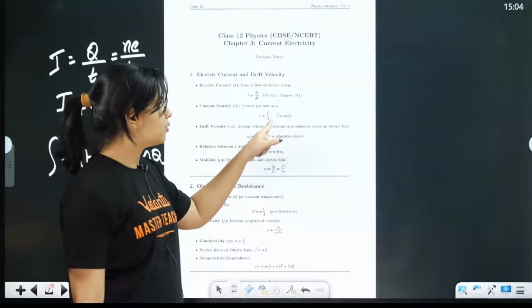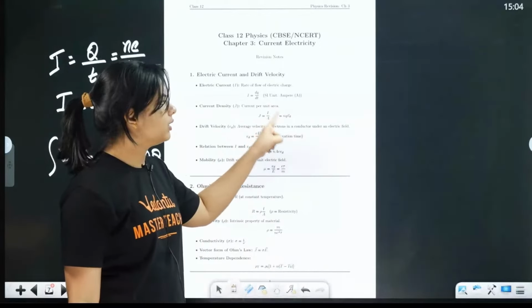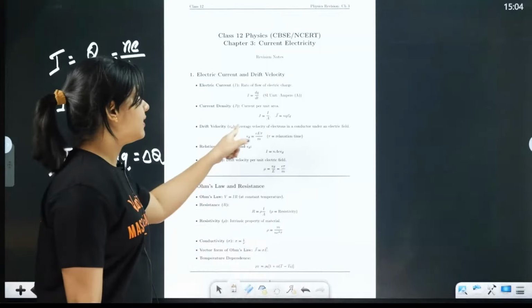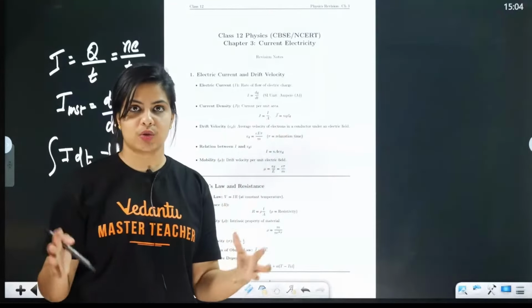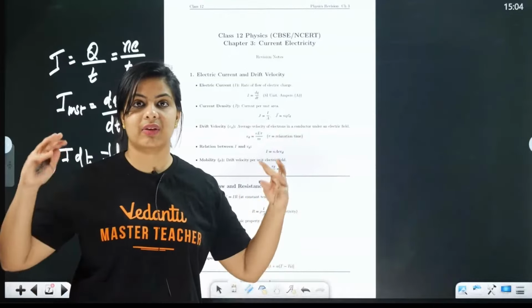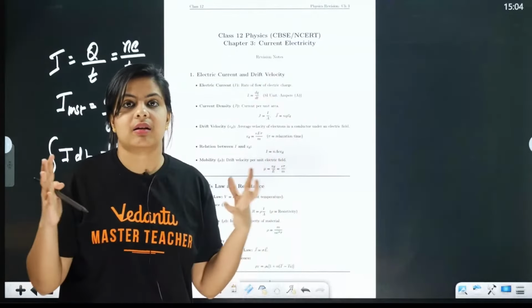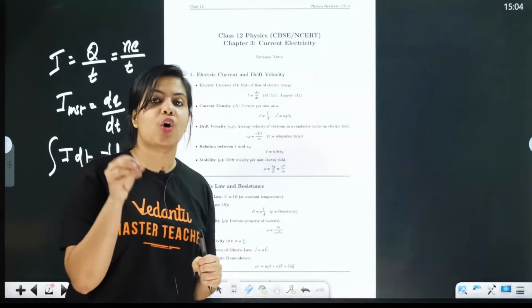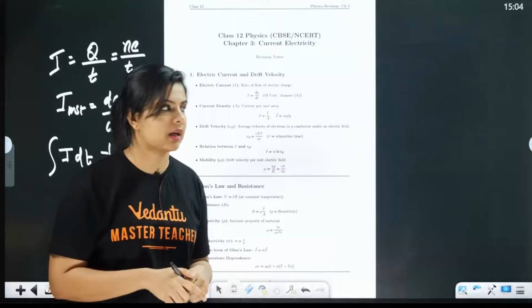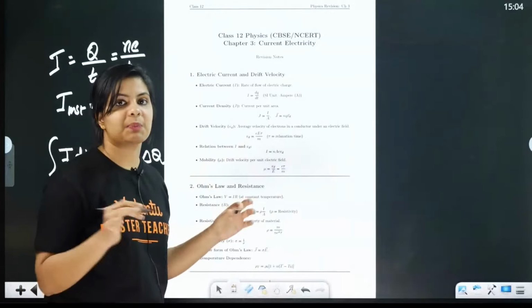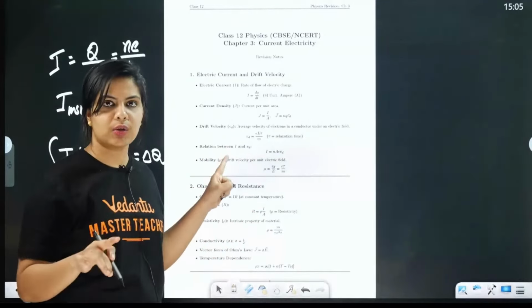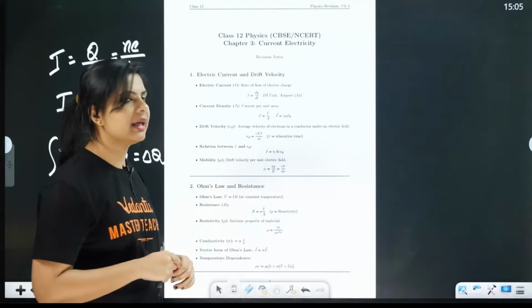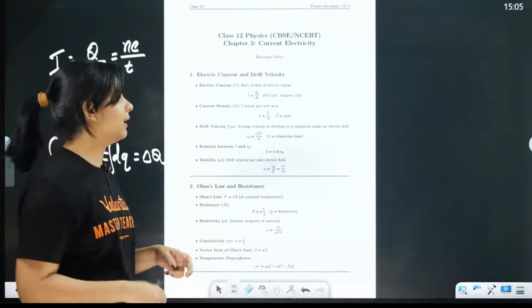Next, you should know this equation also: J equals nq into vd. What is vd, the drift velocity? It is the average velocity of the electrons whenever we apply an external electric field. Its order is 10 to the power minus 3 meter per second. The drift velocity expression is e, the charge, into the electric field into the relaxation time, divided by m, the mass of the electron in this case.